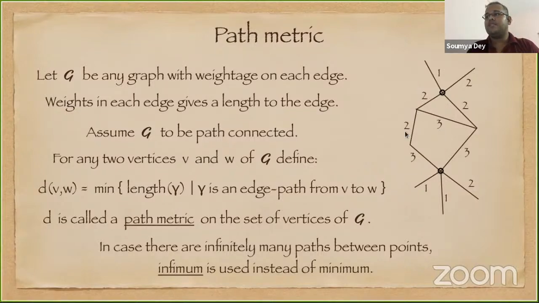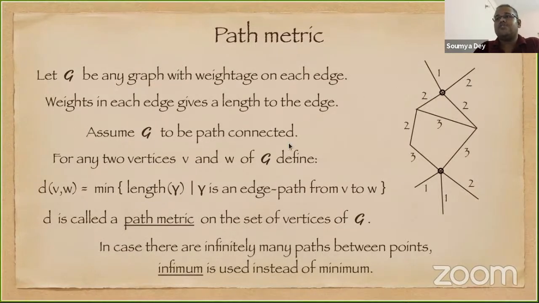So now you can even see these weights as lengths of each of these edges. Suppose this edge has weight 2. So we can think of this edge to be of length 2. This edge has length 3, this edge has length 2, like this. Depending on the weight on each edge, we fix that this edge has this length, the weight basically.